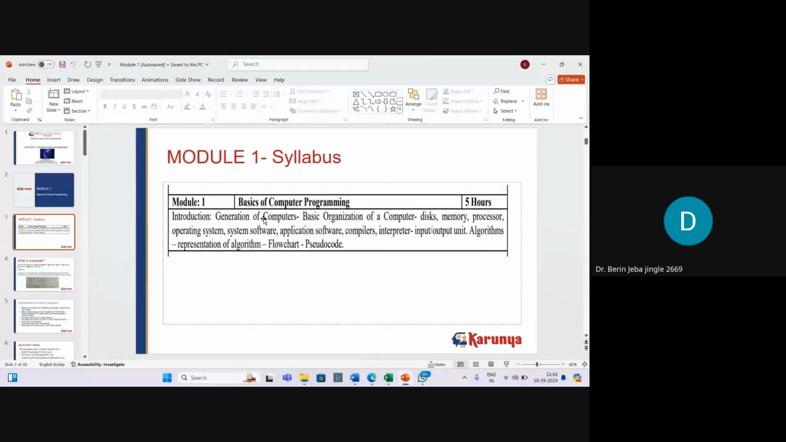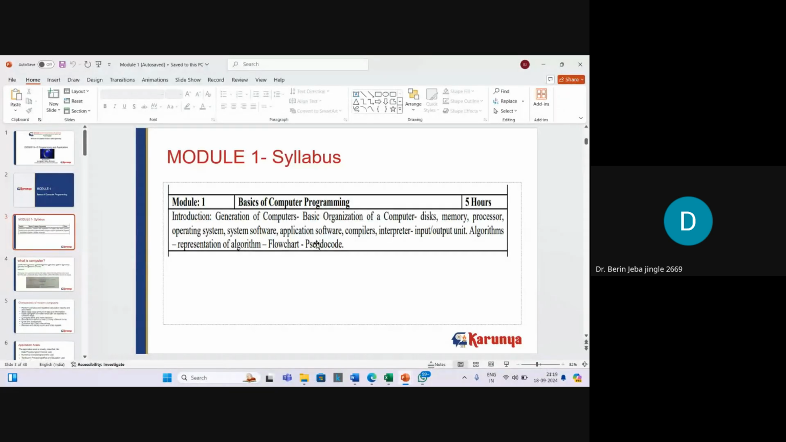You have written an assignment on generation of computers. This slide I will share with you today. Sorry, I didn't share anything till now. Today I will share after completing the classes. So basic organization of the computer we studied: disk, memory, processor. The operating system I will teach you in the class. System software we studied, application software we studied, compilers.